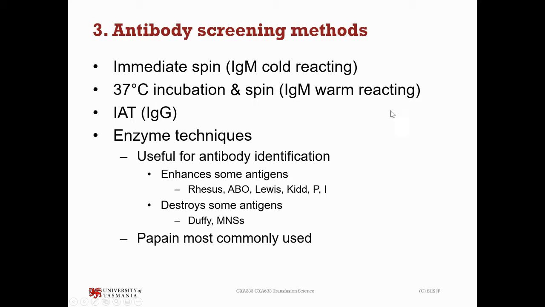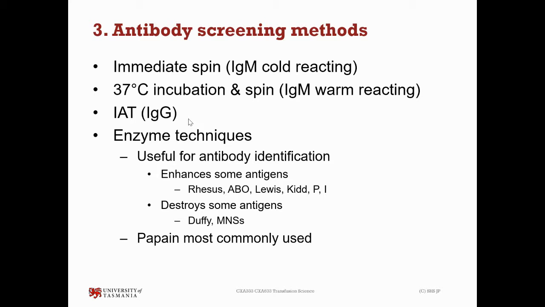And then what we used to do was to spin and read directly after this to see if we could check for any warm reacting IgMs, because these are the only ones that are clinically significant, the IgMs that react at 37 degrees. These days we don't bother doing either of these. We just do the IAT, because research has shown that if you do have a warm reacting IgM antibody there, it will still show up in the IAT.